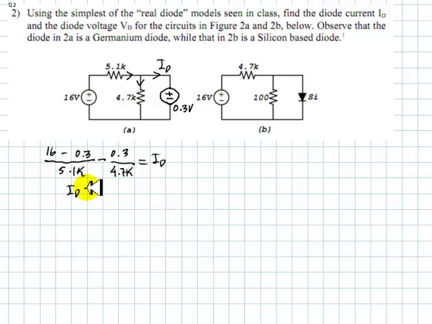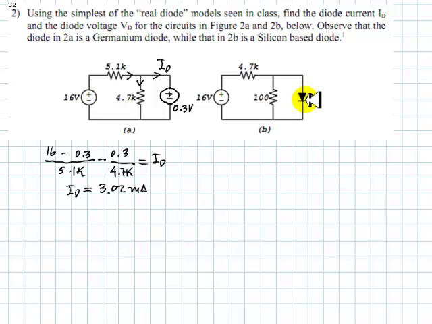And that is, in this case, 302 milliamps. So the current is positive, flowing the way we want it. It's sufficiently large. Indeed, the diode is conducting. The current is flowing in the right direction.